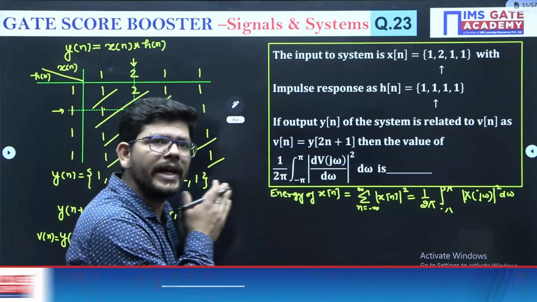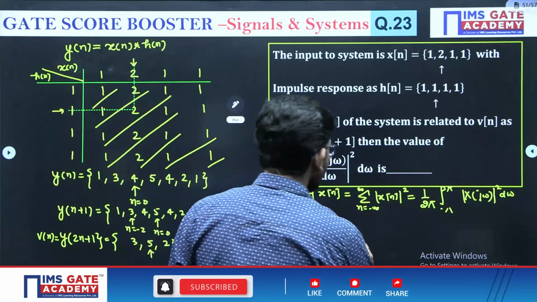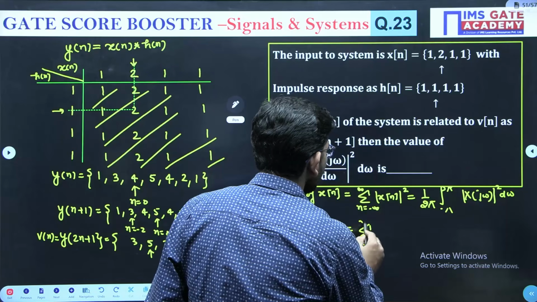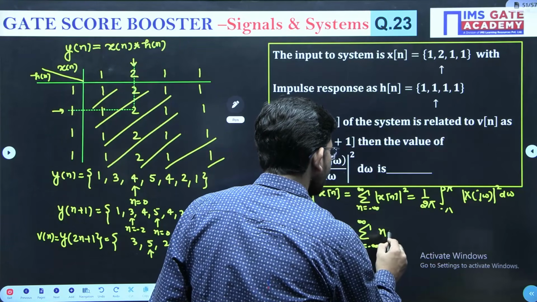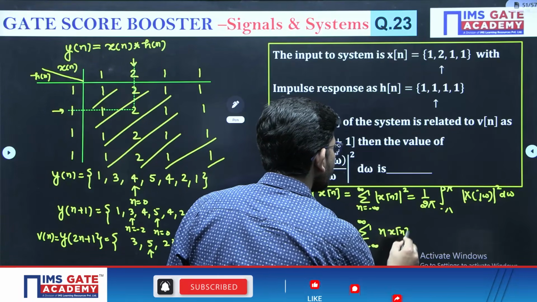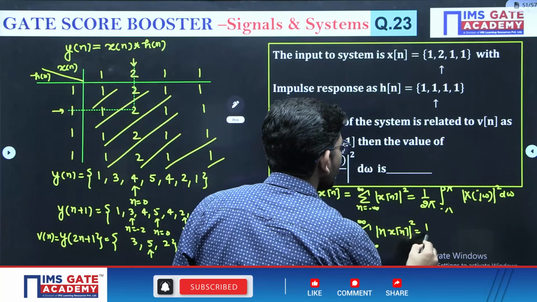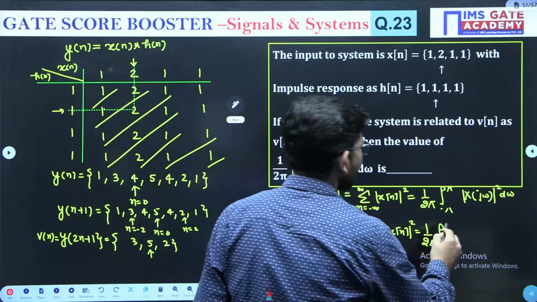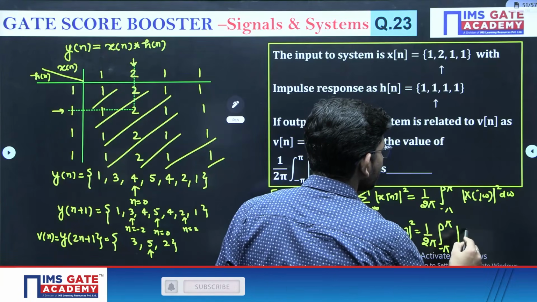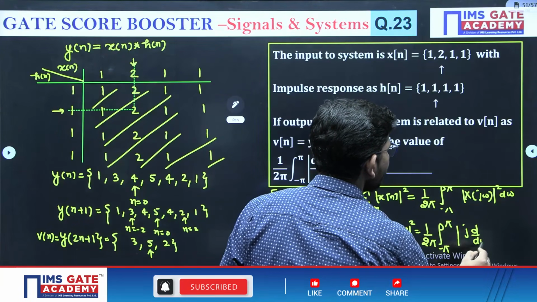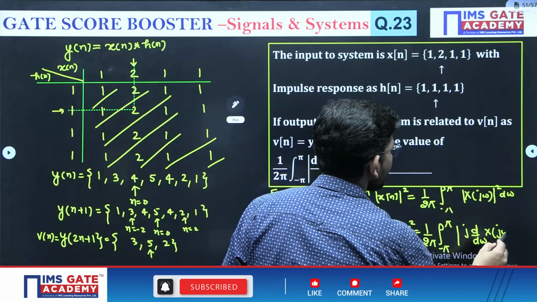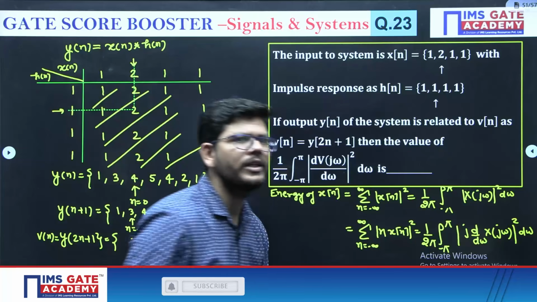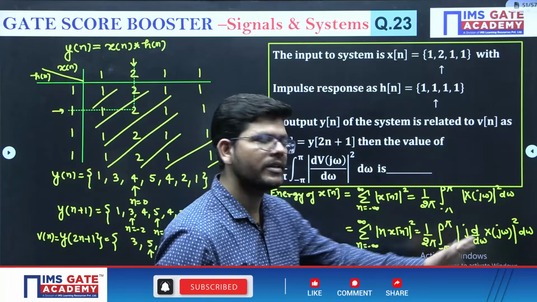When we have multiplied with time in the time domain, okay, so if I am multiplying here with time, time means n, in the time domain, then what I should do? I should do the differentiation here. So I should write it j d by d omega of X(j omega) square d omega. Now you know that modulus is there, so j will be collapsed, right?